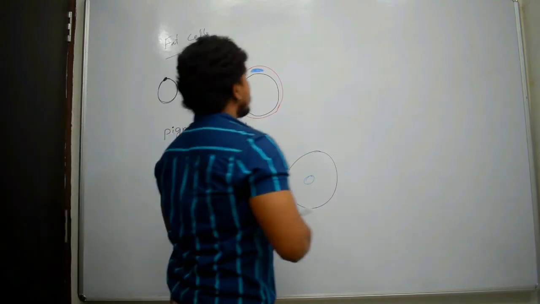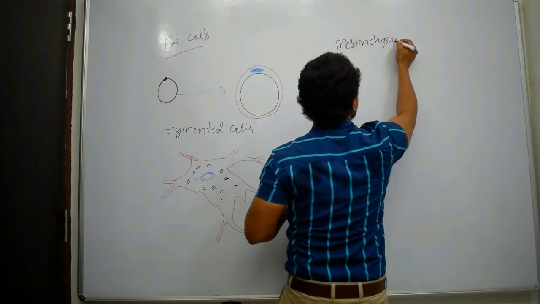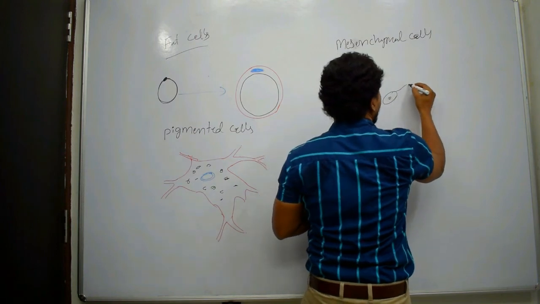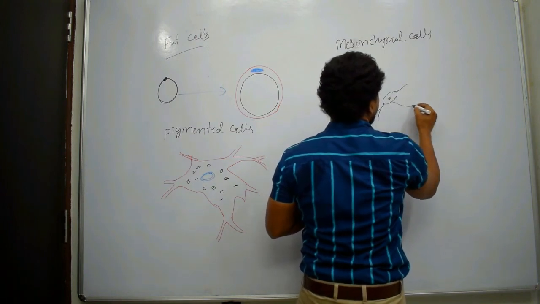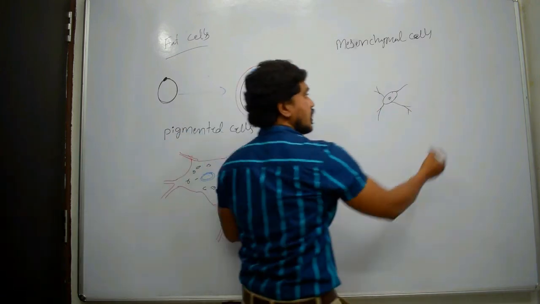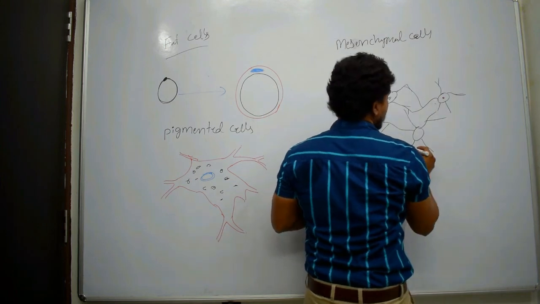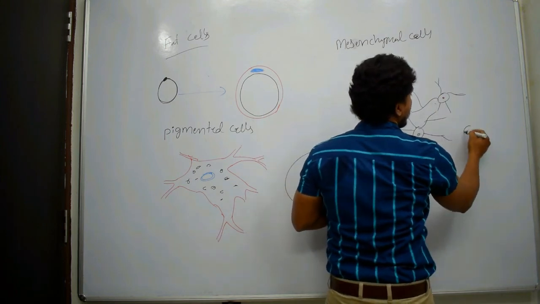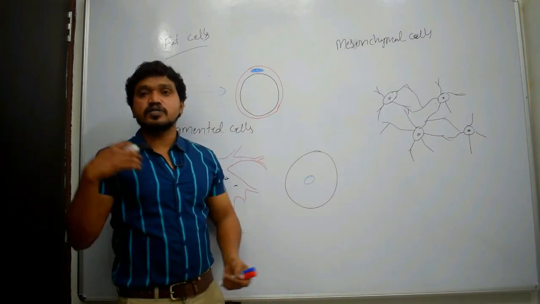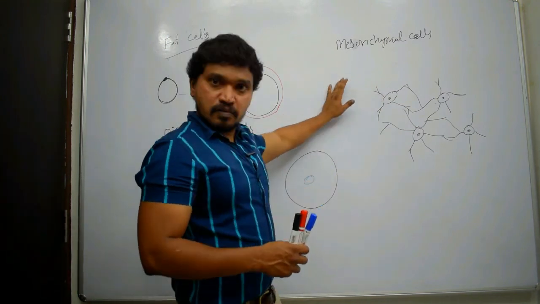Next cells which we have to discuss, mesenchymal cells. Mesenchymal cells are smaller cells and they contain processes. These processes are branching in nature and these branches will be anastomosing with the processes of other mesenchymal cells. Mesenchymal cells will be present in the embryonic tissues or in the mesoderm. These cells can produce any type of cells. Actually, these are like stem cells. This is about mesenchymal cells.